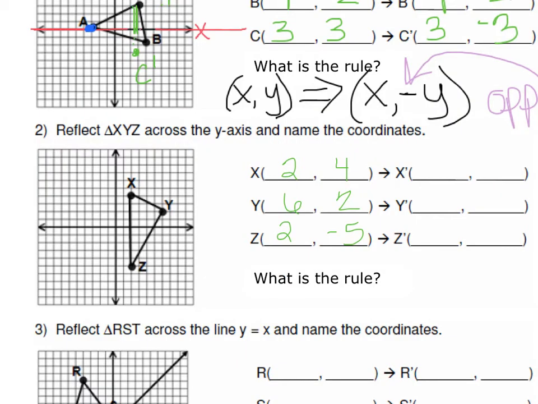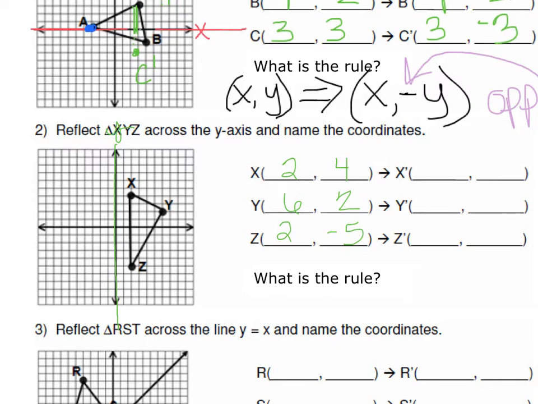All right, so in number 2, we're going to reflect triangle XYZ across the y-axis. So remember, this is the y-axis, so here is our line of reflection. To reflect, the points are going to be equidistant away from that line of reflection. So here are your x coordinates. Your x is at 2, 4.